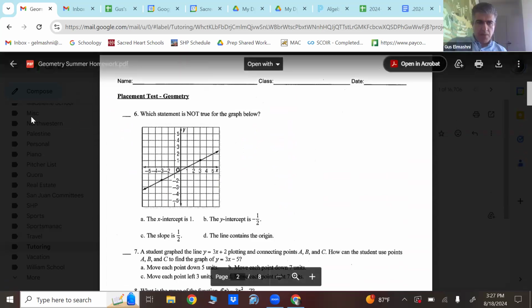Yeah, the slope is definitely 1/2. You go up 1, right 2, up 1, right 2. The y-intercept is definitely -1/2, that's for sure. The x-intercept's definitely 1, that's for sure. So the answer's gotta be D. It does not pass through the origin.